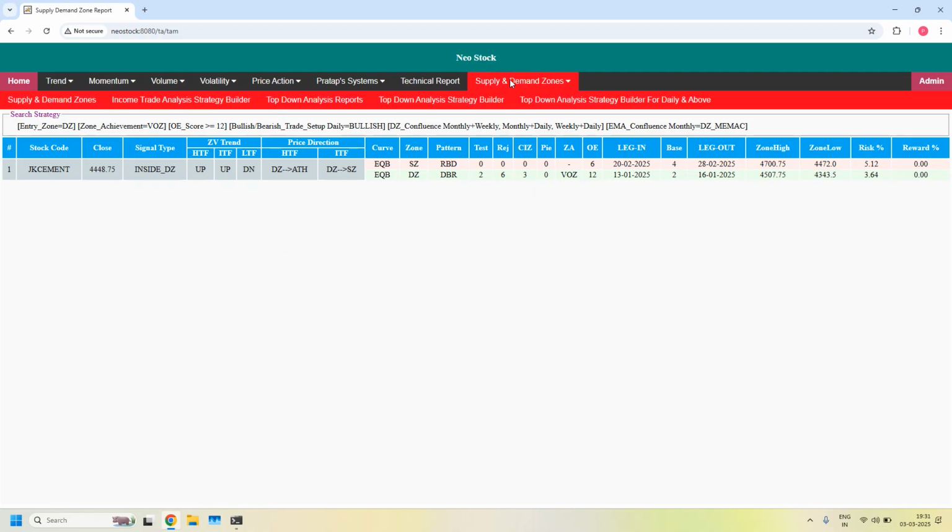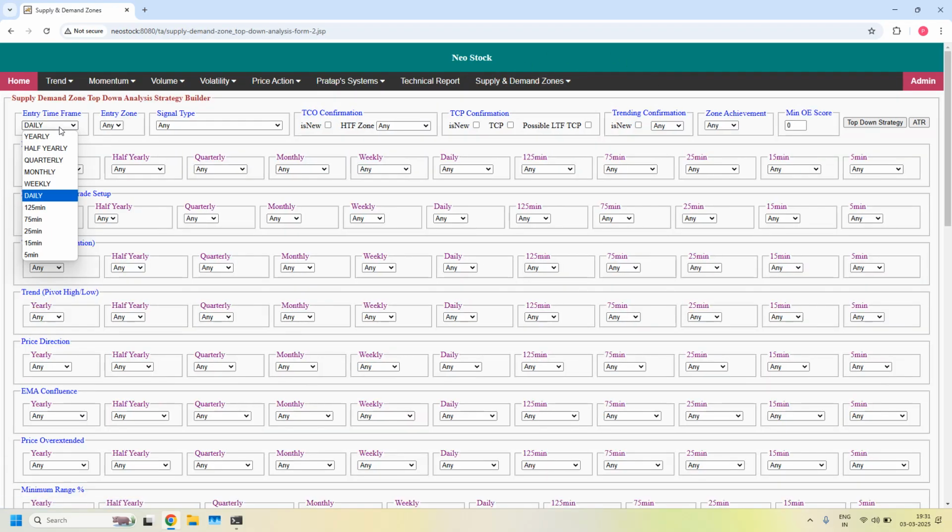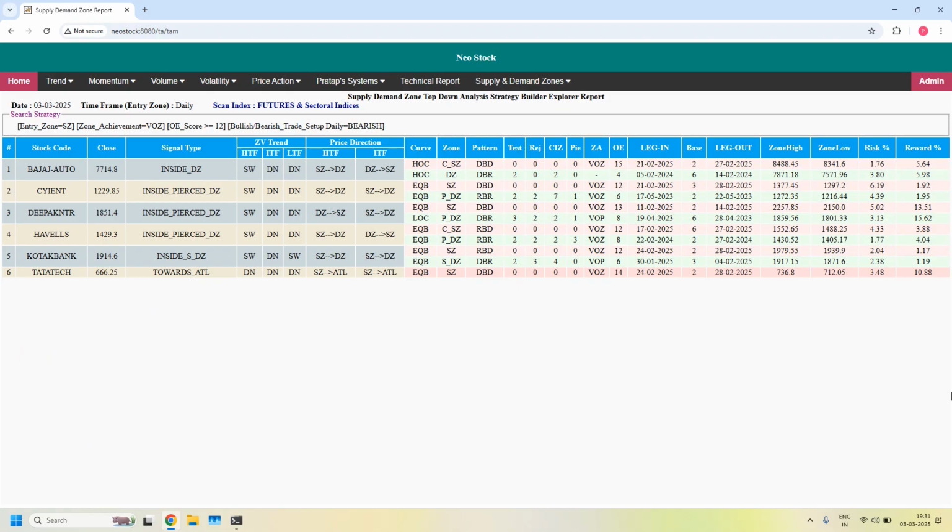Next, bearish trade setup monthly income trade. Entry time frame daily, entry zone supply zone in bullish or bearish trade setup. At daily, I'm selecting bearish, and the zone achievement should be violated opposing zone. Minimum odd enhancer score should be 12. With these filters, we got 6 stocks.